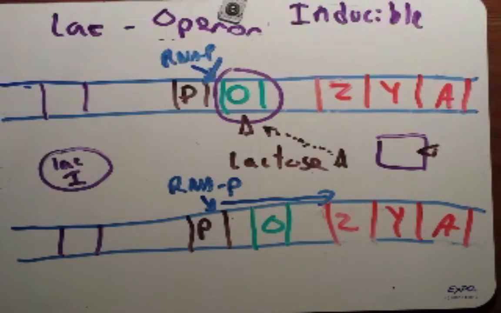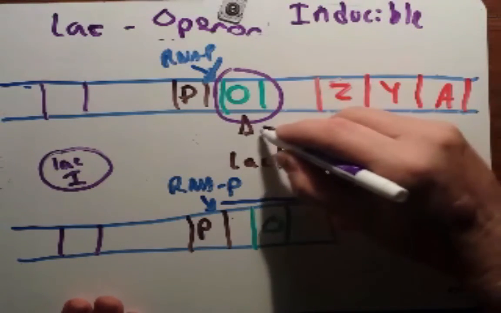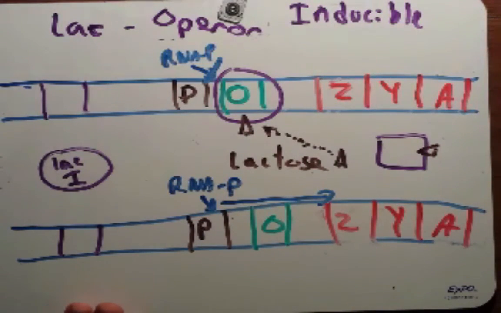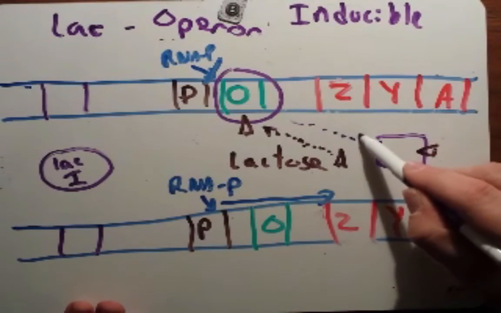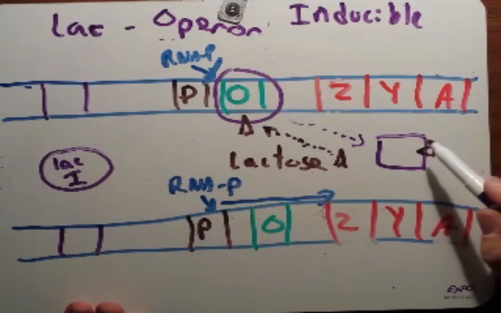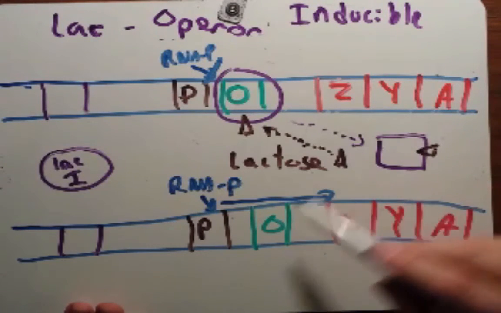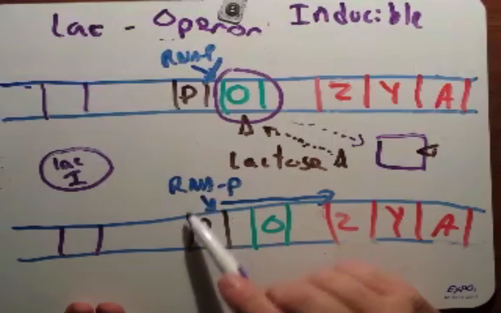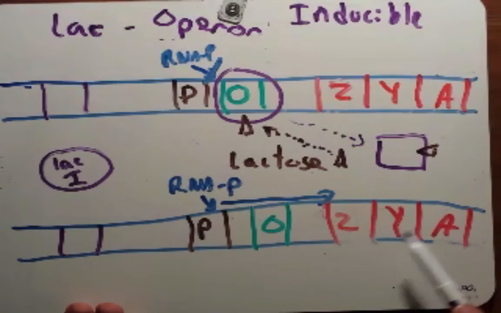Now, when lactose enters the cell, shown here, it will bind to the repressor. Once it binds to the repressor, it falls off due to an allosteric change. Now, without the repressor bound, the RNA polymerase can transcribe these genes, Z, Y, and A. And now Z, Y, and A can make the specific proteins.